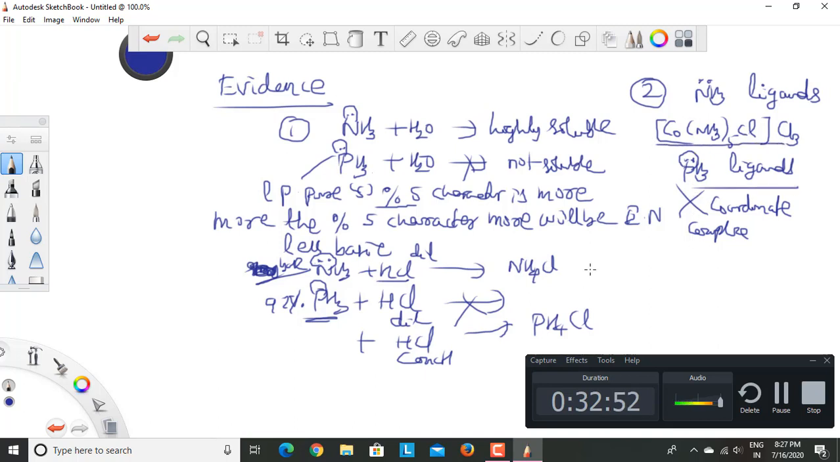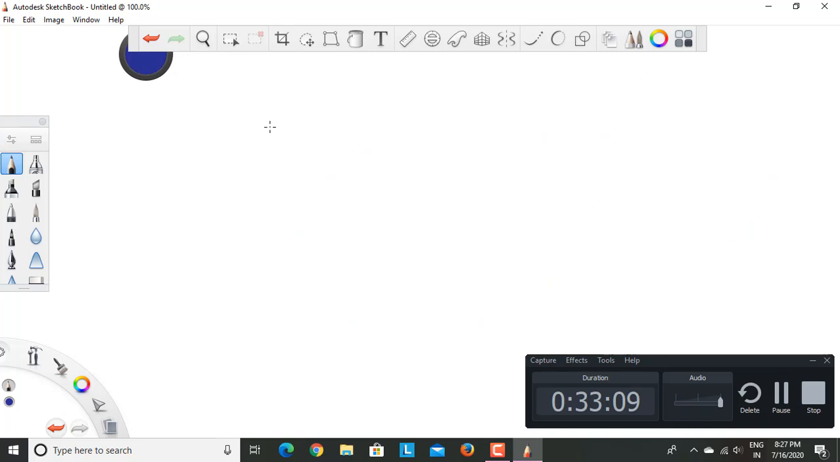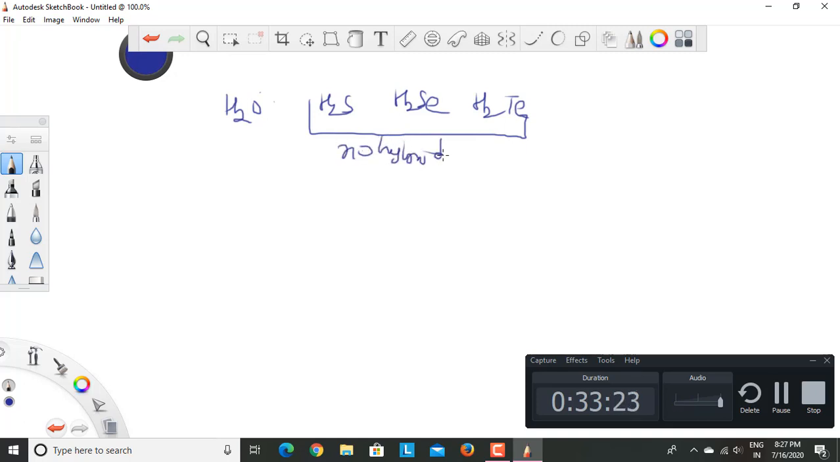So these facts can be explained only by using Drago's rule, where no hybridization is possible in these cases. Like that, we take the other cases, that is, in case of water, H2S, H2Se, H2Te. There will be no hybridization for this case. The bond angle is 90 degree, so no hybridization. So how is this bonding possible, let us take.